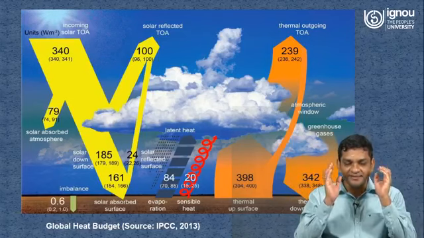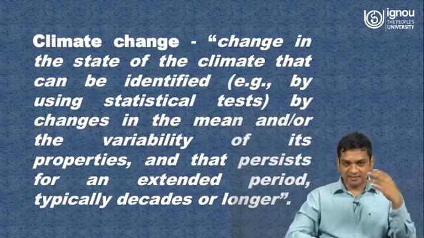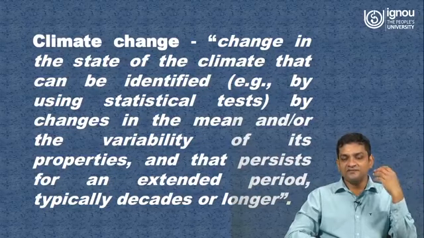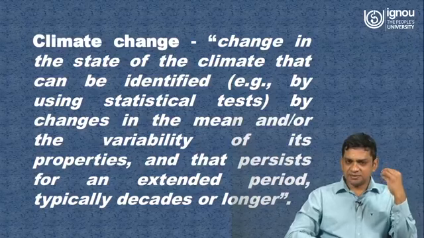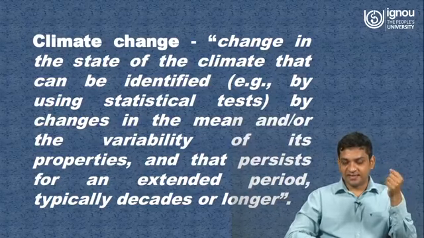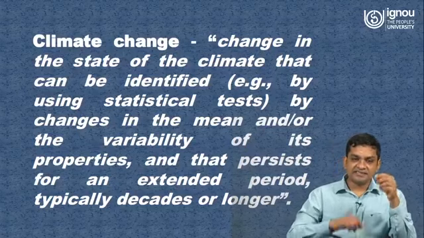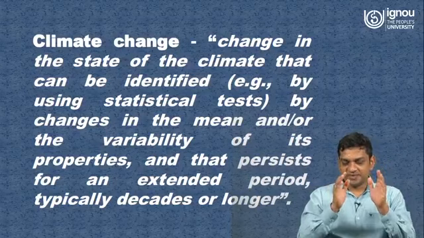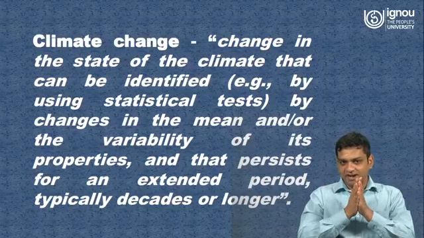So now let us go into the term climate change. We have seen the climate system, the interaction that is taking place in the subsystems of the climate, and let us see what climate change is. We have seen climate also. It's a change. Technically it has been defined as a change in the state of the climate that can be identified by changes in the mean and/or the variability of its properties, and that persists for a longer period of time.